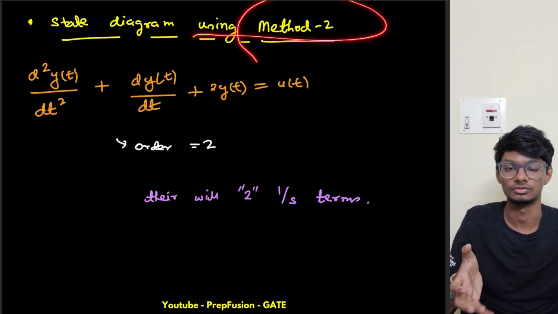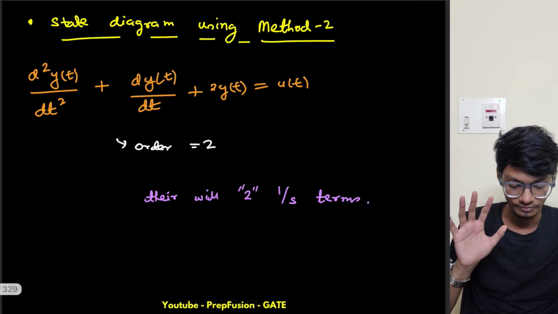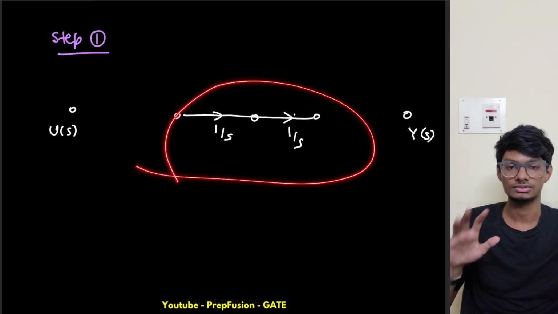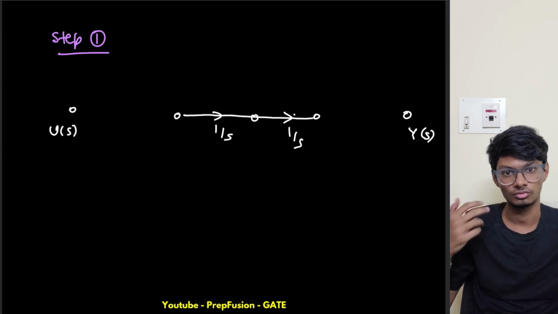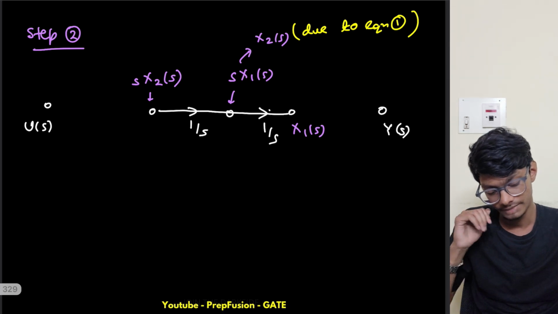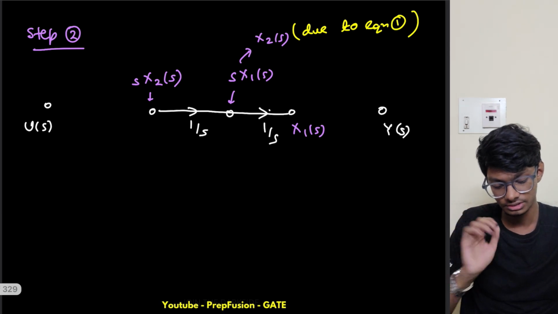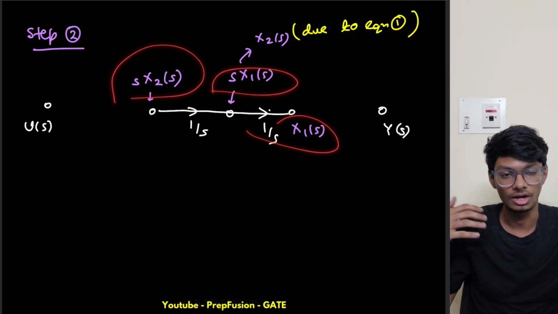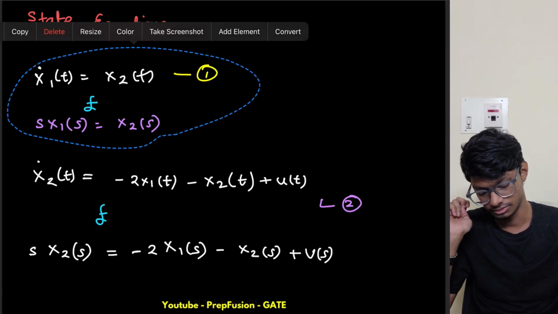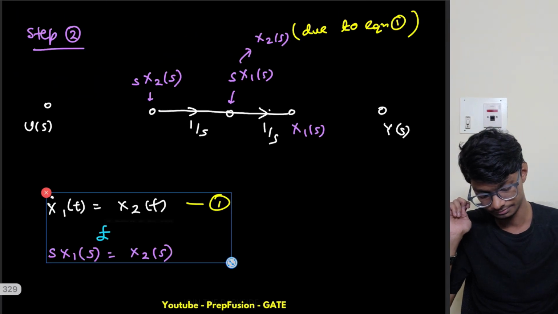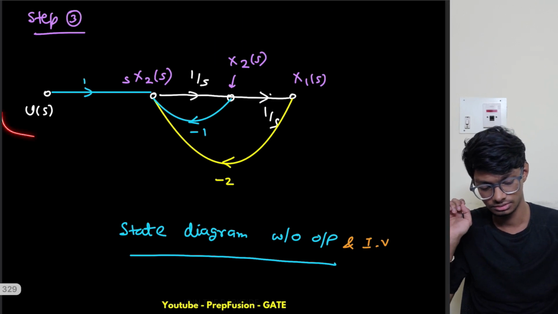Now we solve it using method 2. That is basically a shortcut, but you have to remember the method. First, we write the number of 1 by s terms as the order of the differential equation. Here the order is 2, so I write 1 by s two times. Then step 2 is this one. We write the state variables and how they are related. This relation comes from the first equation. So let me write this here only. The second relation we solve in the second step.